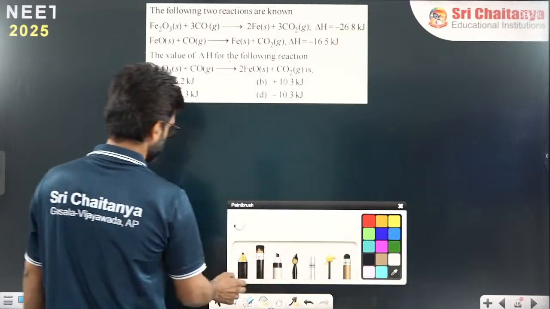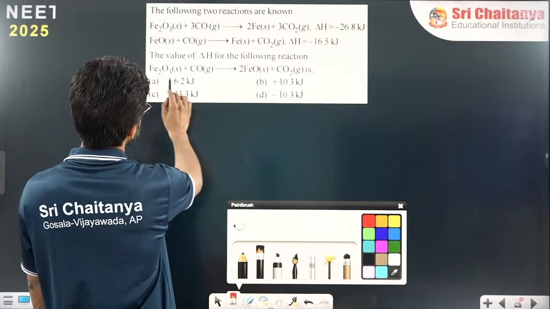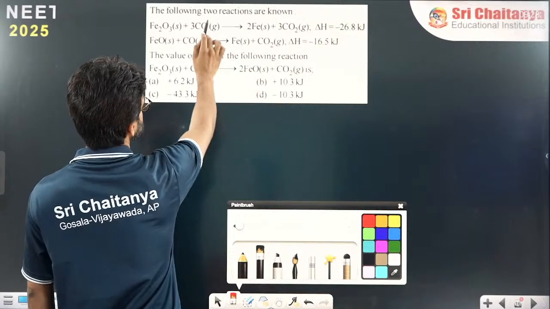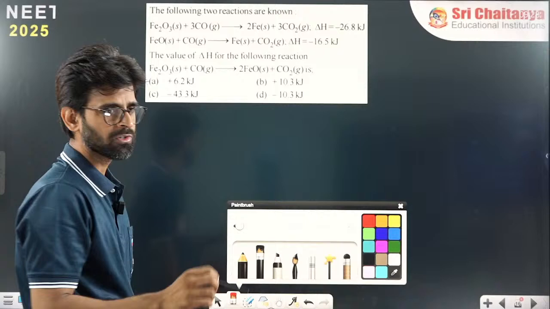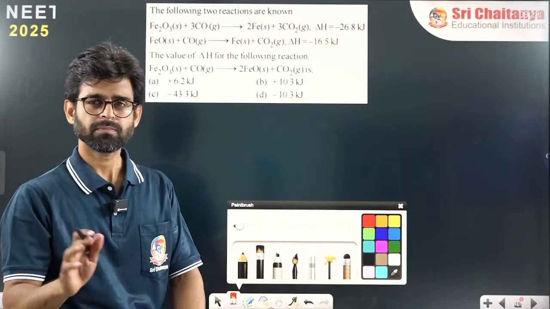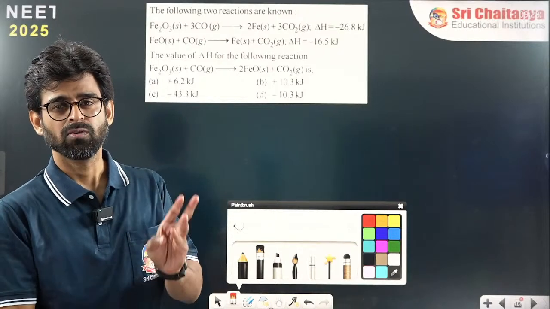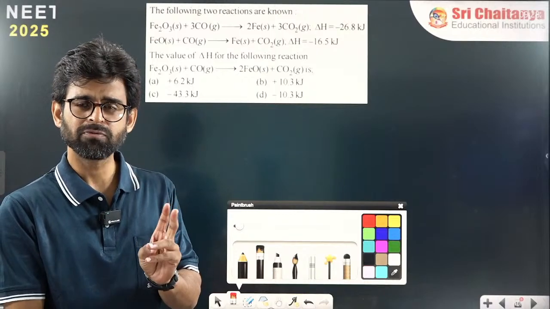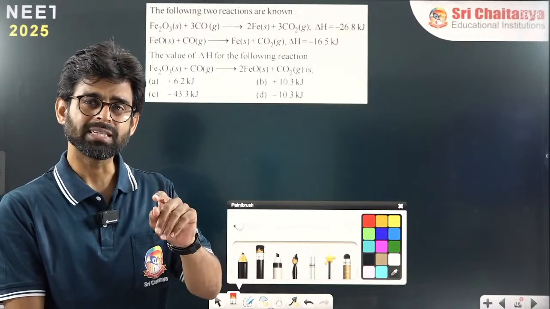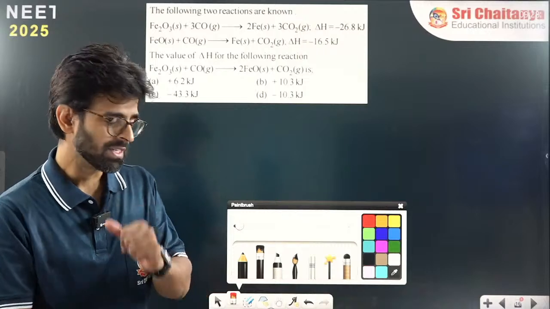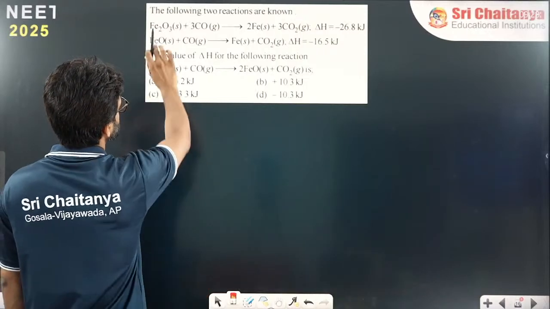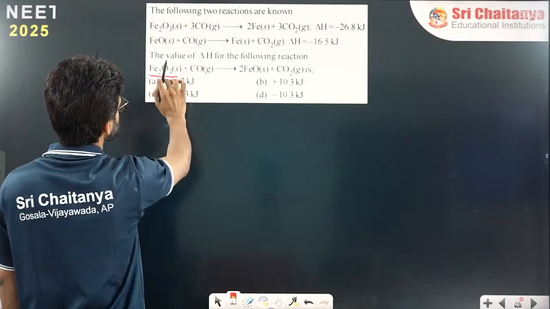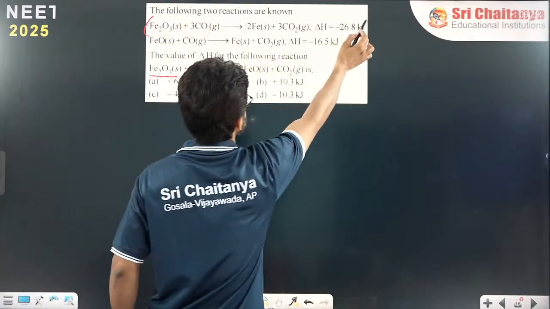What they are saying, they want to make this third equation using the above two, right? So how we can make? For this type of question we have to follow a simple rule: what we need, how much we need, and on which side we need. What we need, right? So look at this, what do we need? Fe2O3. In above two reactions, where is Fe2O3? In first reaction, okay, first circle this reaction.